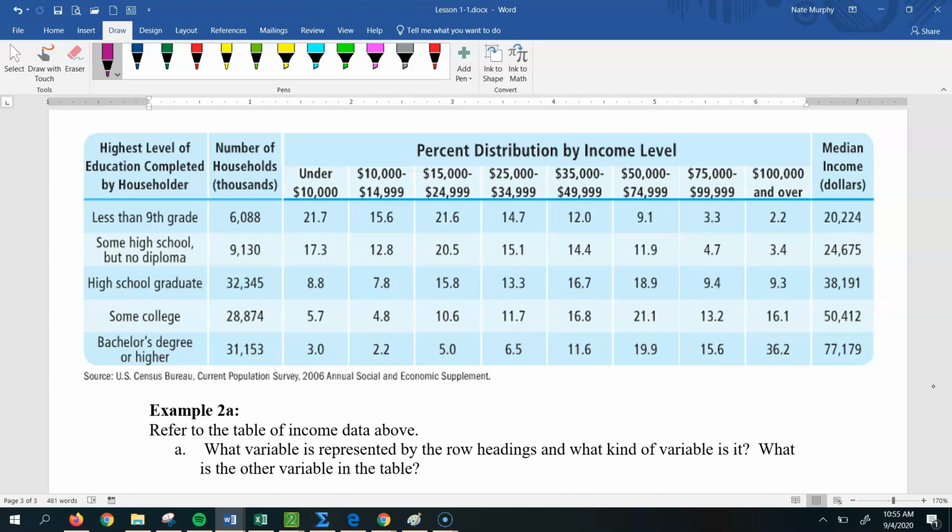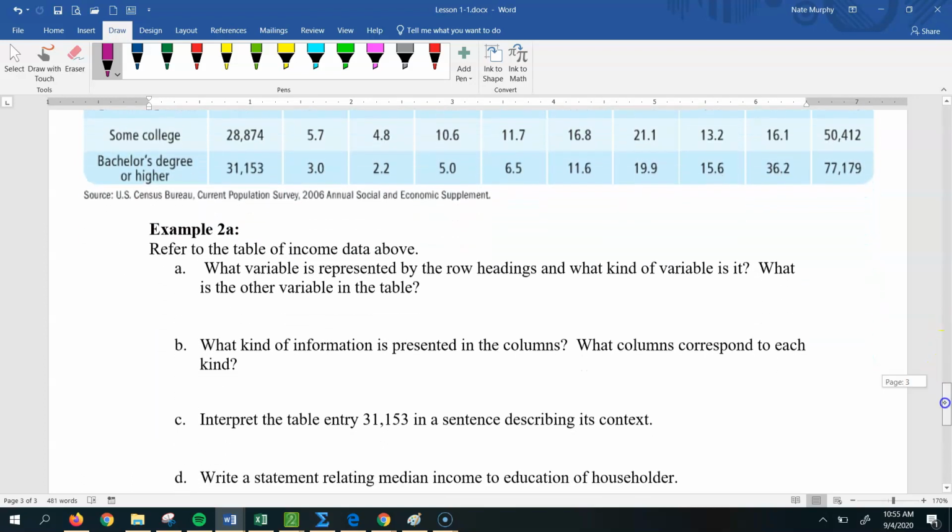And then we have the number of households that had each of those levels of education. And then you can see the income. Okay, what percent of people fell into those different income brackets. All right, so as we look here, I'm going to scroll down.